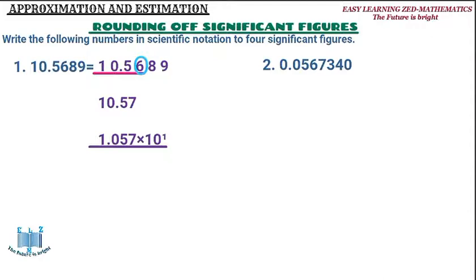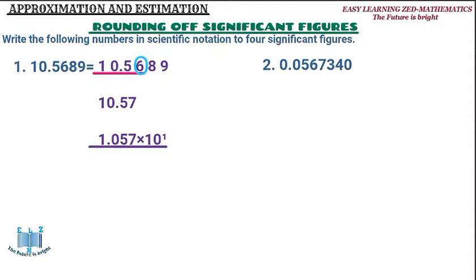We have successfully written 10.5689 in scientific notation to four significant figures. So that is how you write significant figures in scientific notation, or how you round off significant figures and write them in scientific notation. Let's go to question number 2.